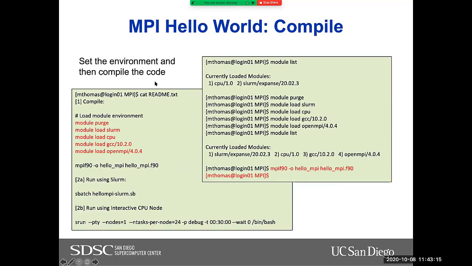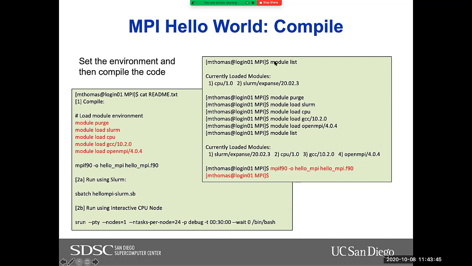So here is a README text. By the way, Mahidar put a lot of these READMEs and examples together for this webinar, and I really want to thank him for that. So he's got a step for compiling. You have to load the right environment, and then here's the compile step. And then in this case, I put in an example for running using Slurm, and also to run it on the interactive node. And those are, of course, a little bit different.